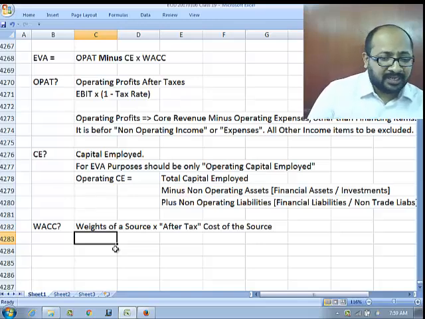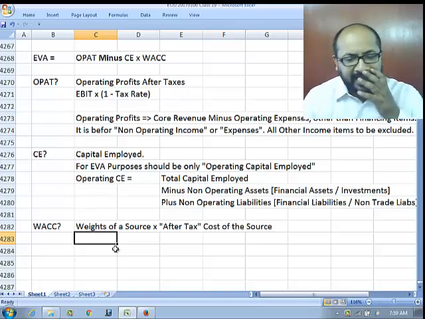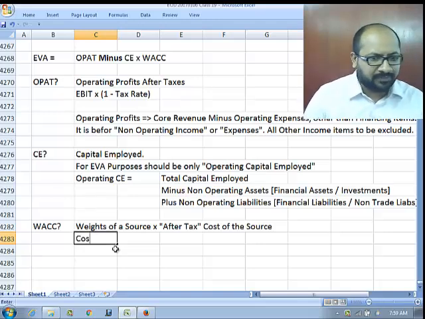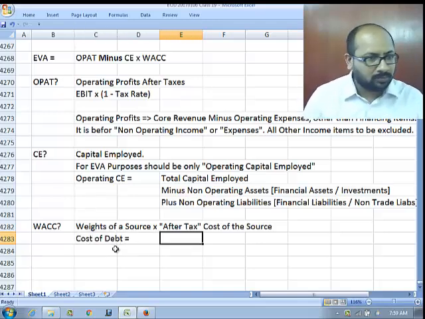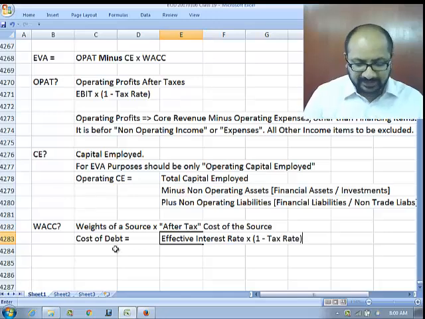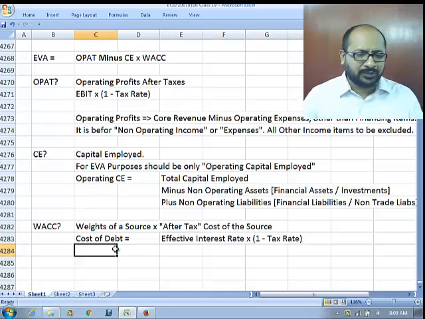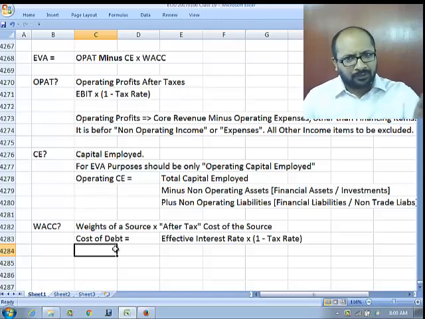We say weight of a source multiplied by after tax cost of the source. What is after tax? For cost of debt, it is actually effective interest rate into 1 minus tax rate. Most cases it is interest rate, but more particularly it should be effective interest rate. Effective interest rate, I don't need to think about it now, just keep it in mind.